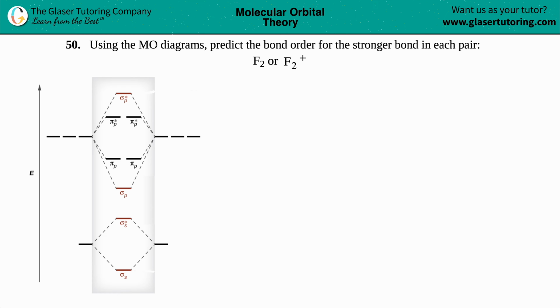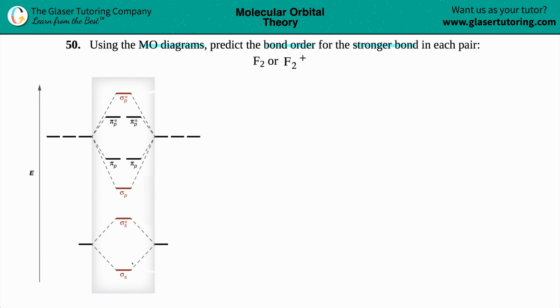Number 50. Using the molecular orbital diagrams, predict the bond order for the stronger bond in each pair. And then we have F2 or F2+. All right, so I pulled up the appropriate molecular orbital diagram for fluorine. Fluorine, since it's in group 7A, does not exhibit sp mixing. Remember, groups 6A, 7A, and 8A do not have sp mixing, so their molecular orbitals look very, very symmetrical.